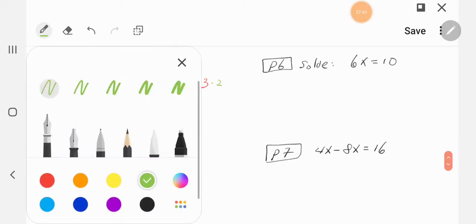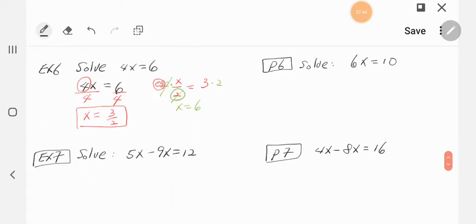All right, let's try another one. Okay, 6x is equal to 10. Now 6 is in the numerator, so why don't we divide each side by the same number, 6? So you can cancel out this 6. So x is equal to 5/3, right?